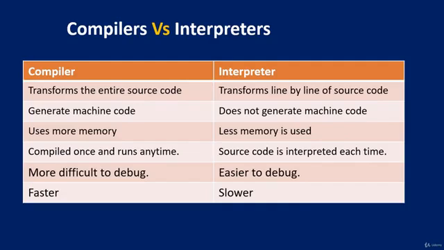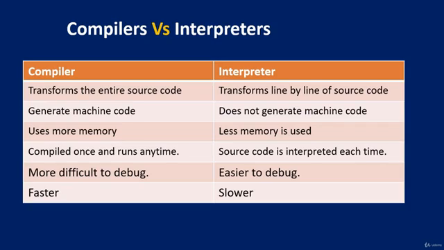This is a brief table that illustrates some key differences between compilers and interpreters. Compilers basically will transform the entire source code, while an interpreter will transform the source code line by line. The compiler will generate machine code first before it executes. The interpreter does not generate any machine code. Because the compiler generates intermediate machine code, it uses more memory. The interpreter uses less memory.